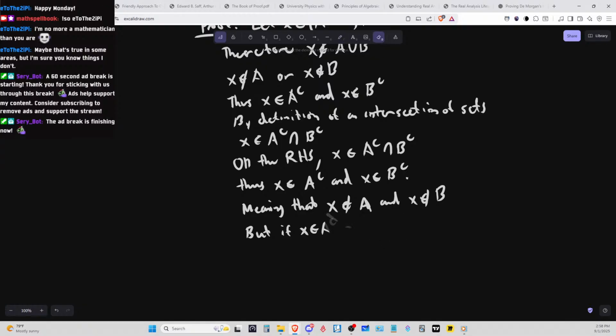We also have the universal set, because we have to find a way to turn this intersection into a union. So this is the definition we're given. So x is an element of A complement, and x is an element of B complement, meaning that x is not an element of A and x is not an element of B.